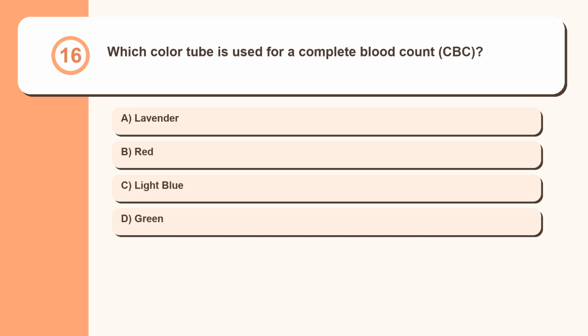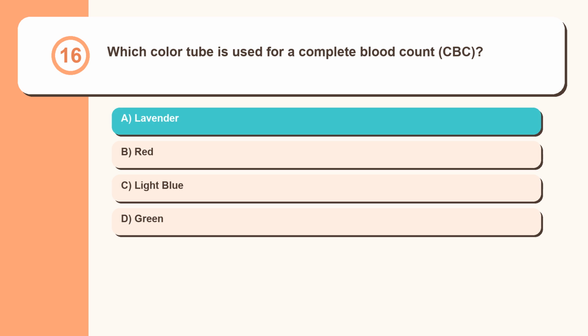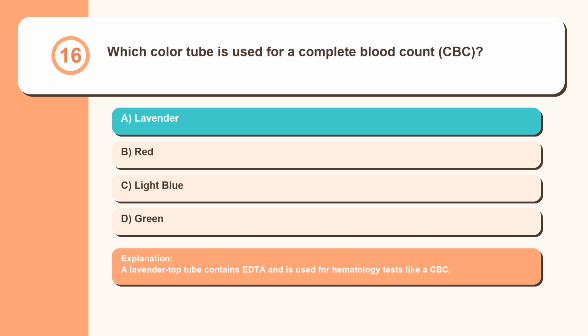Question 16. Which color tube is used for a complete blood count, CBC? Lavender, red, light blue, green. A lavender top tube contains EDTA and is used for hematology tests like a CBC.